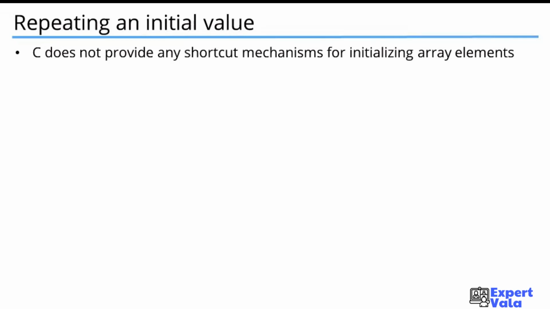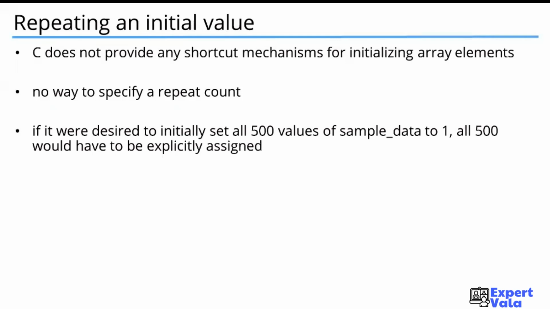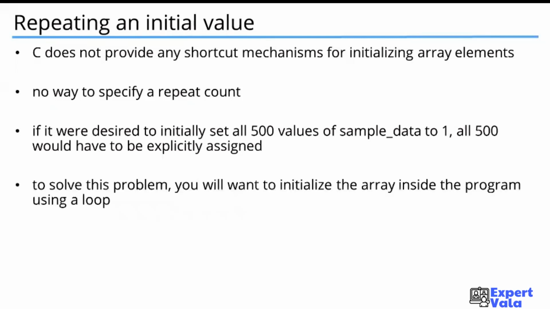But right now in C89 and C99, there is no way to specify a repeat count. There is no way to say all the elements of this array should be 55. For example, if you wanted to initially set all 500 values of the sample data to 1, all 500 would have to be explicitly assigned, which would be a big pain. So what you will end up doing is putting them inside of a loop.